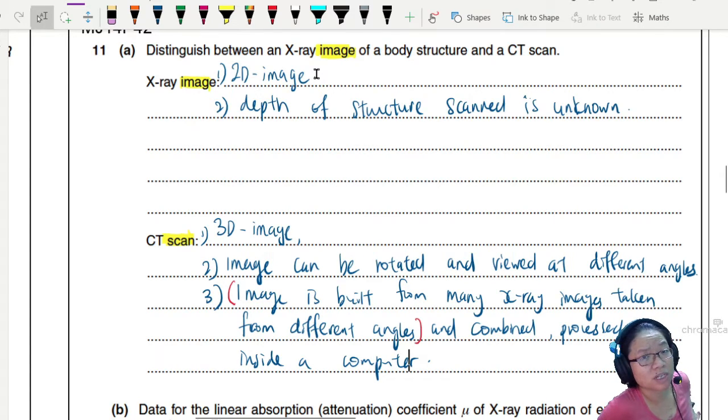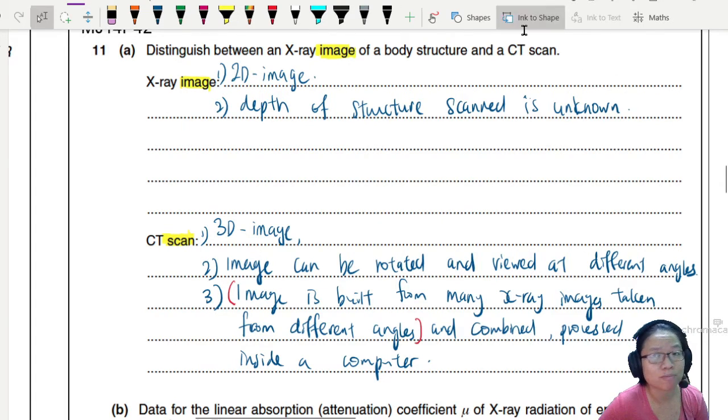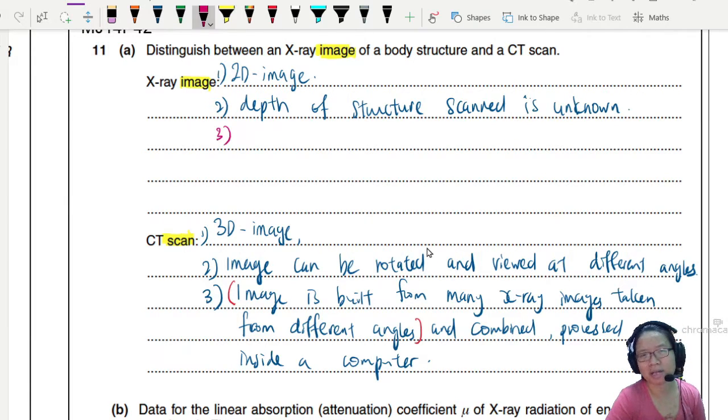If it's distinguish between the properties or the harmful properties of X-ray image of body structure and CT scan, that will be a different past year question. X-ray is not as harmful as CT because X-ray only takes one photo, whereas CT takes many photos. Okay, so although this is not in the mark scheme, I will just complete it because I'm comparing them. So I will just say that a single image is taken.